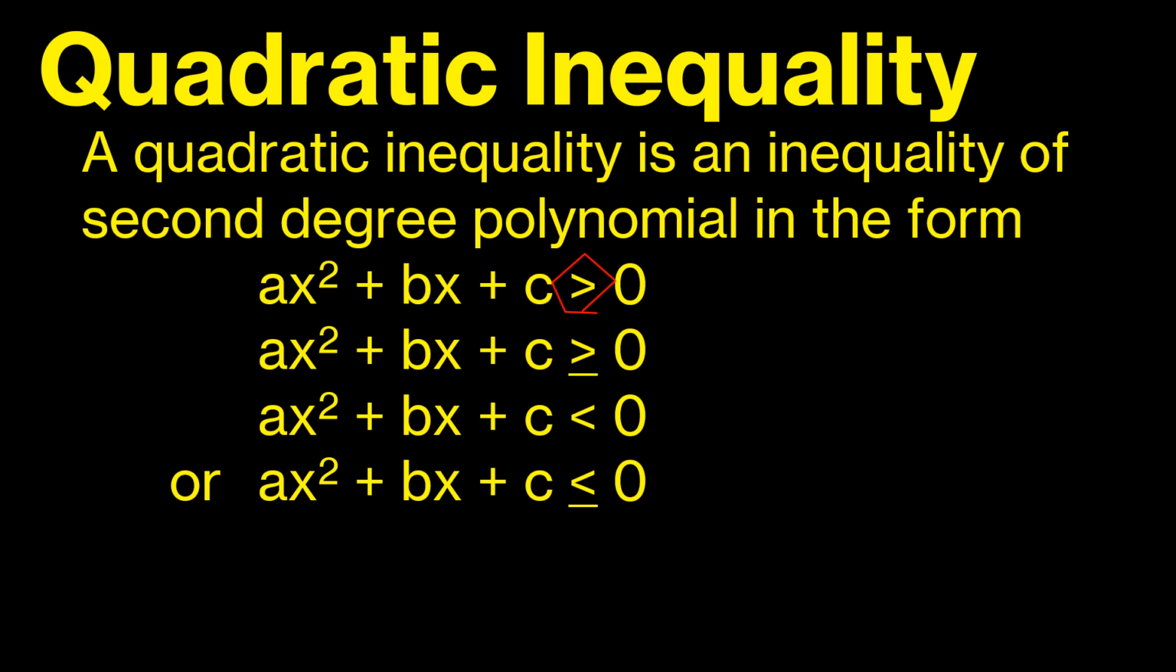Ax squared plus bx plus c is greater than or equal to 0. This one. Or ax squared plus bx plus c is less than 0, this one, and ax squared plus bx plus c is less than or equal to 0. So these are the forms of quadratic inequality.